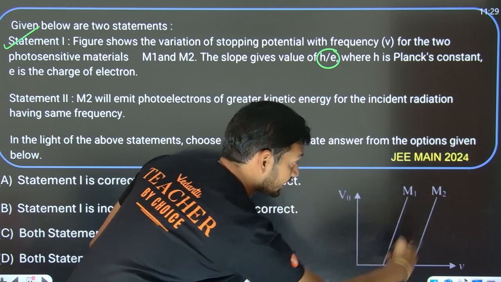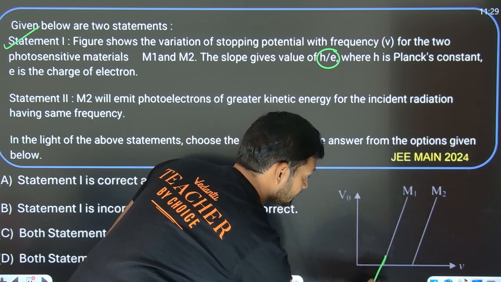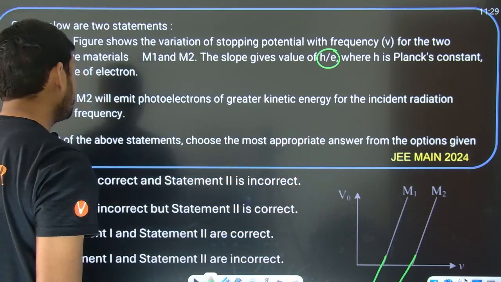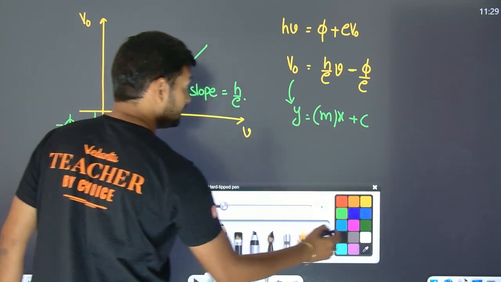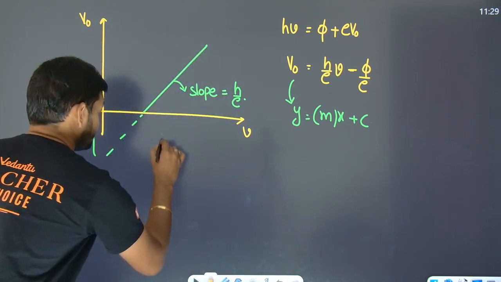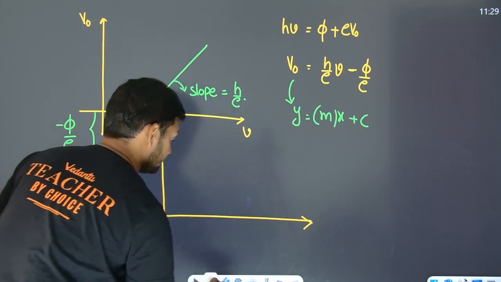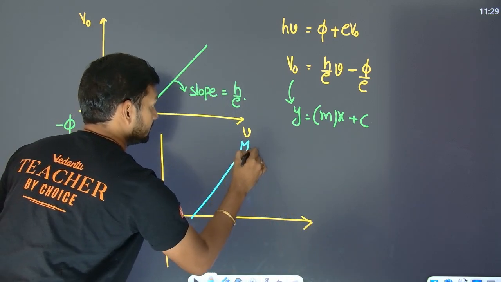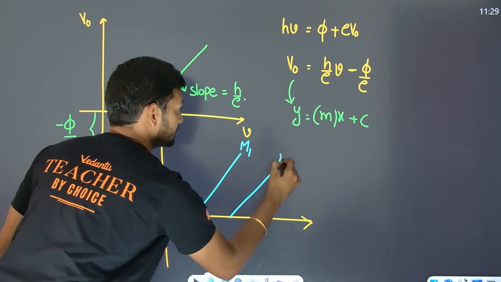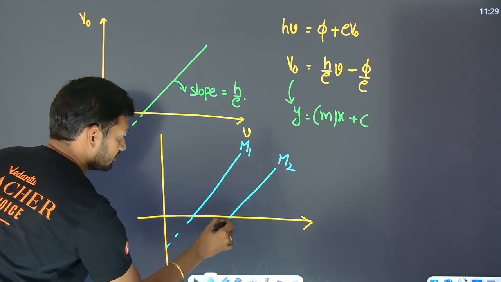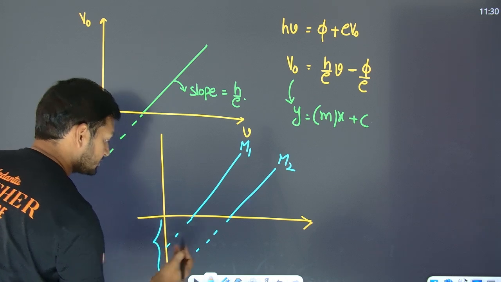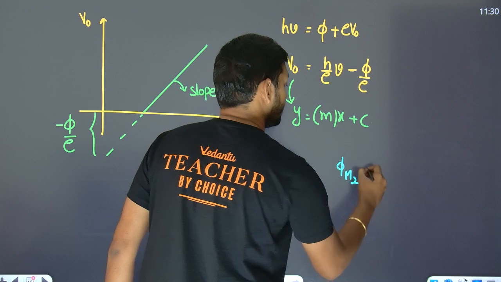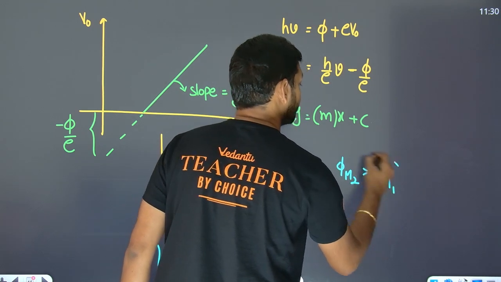Who has more negative intercept? You extend these lines. Who will have more negative intercept? Obviously, M2 will have more negative intercept. If M2 is having more negative intercept, what does that mean? If M2 has more negative intercept, that means it has more work function. When compared with M1, M2 has more negative intercept. That means the work function of M2 is going to be more than the work function of M1.